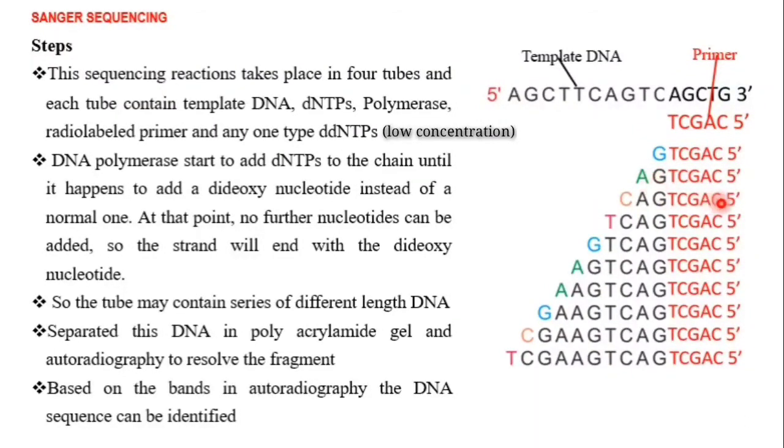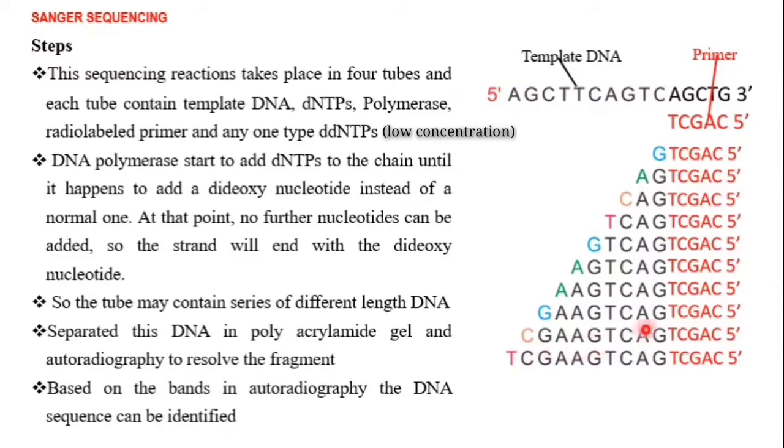Here you can see a normal sequence added, and the second one is also normal, but C was a dideoxynucleotide, so the growth of the chain also terminated. Here also you see a primer, and here also one guanine normal and adenine normal, C is normal, T is normal, G is normal, A is normal, A is normal, G is normal, C is normal, but T is a dideoxy, so the termination is here.